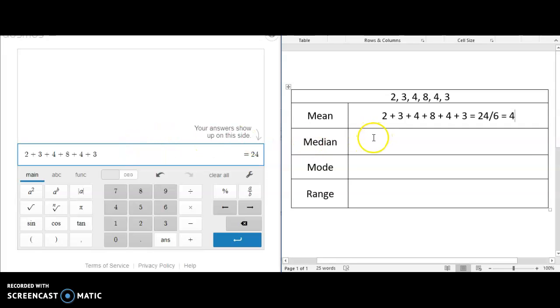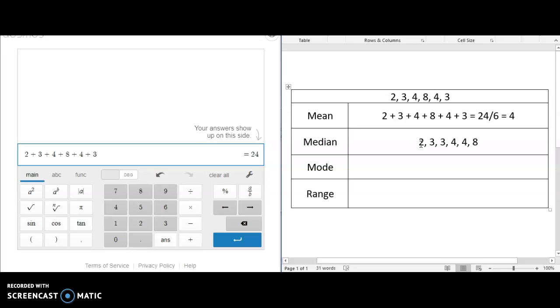All right. Next, median. For those of you that do not remember, median is the middle number. The only real trick, well, two tricks to median is, first, you need to put your numbers in order from least to greatest. So I'm going to do that real quick: 2, 3, 3, 4, 4, 8. All right, and next you find the middle number.